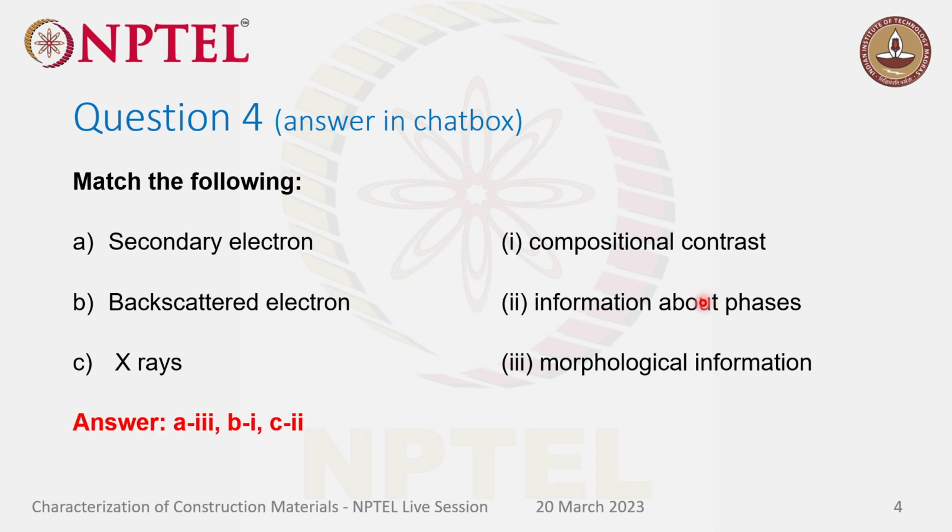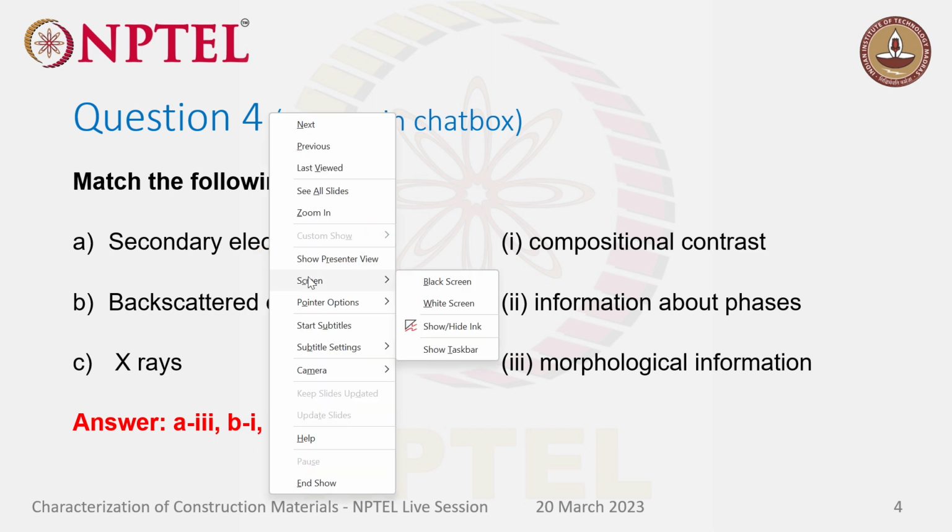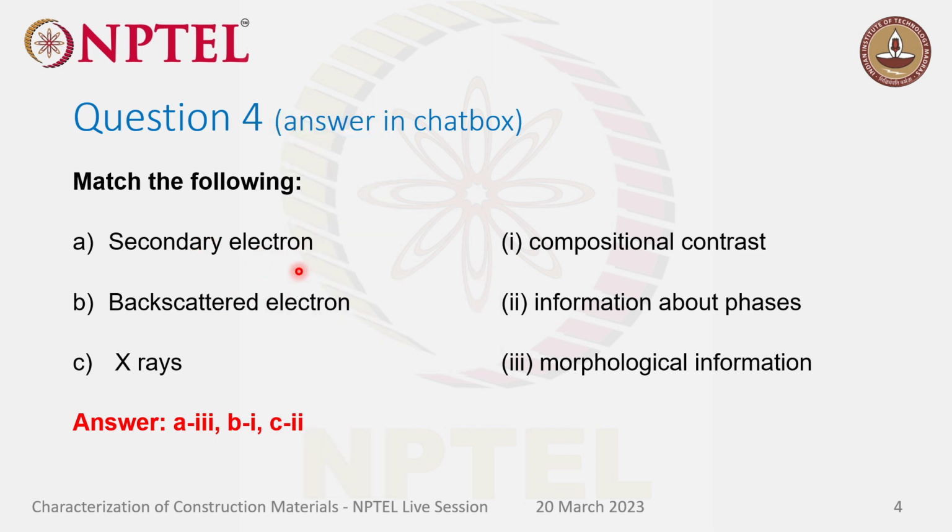So the correct answer is A3 is right, B is actually not 2, 1 and C is 2. So let me explain this. When it comes to secondary electrons, we'll be able to understand the morphological information because these are low energy electrons arising after the interaction. Since the electrons of low energy come out, mostly it comes from the surface. So we'll be able to understand the morphological information from that.